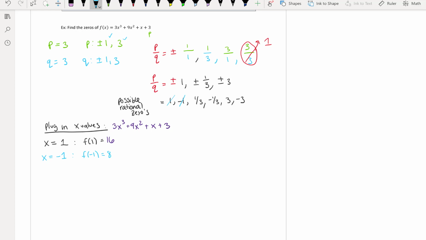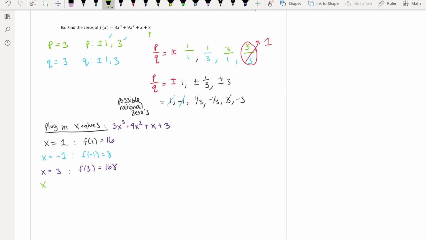So let's say I want to try 3 next. So let's try 3. So x is equal to 3. So f of 3. So, okay, 3 times 3 to the 3rd power plus 9 times 3 squared plus 3 plus 3. And that gives me something very huge. That's going to give me 168. So positive 3 didn't work either.